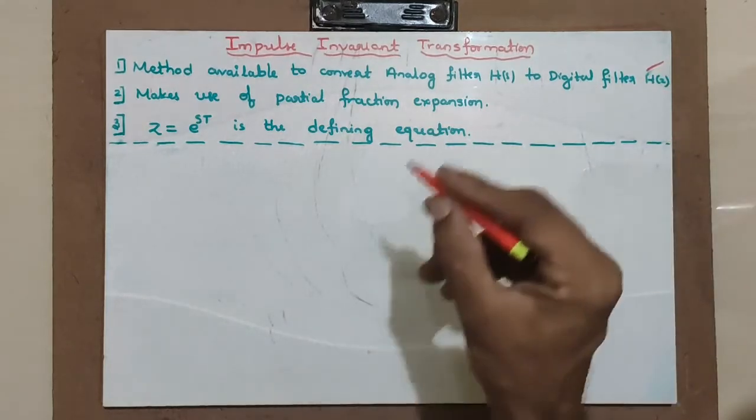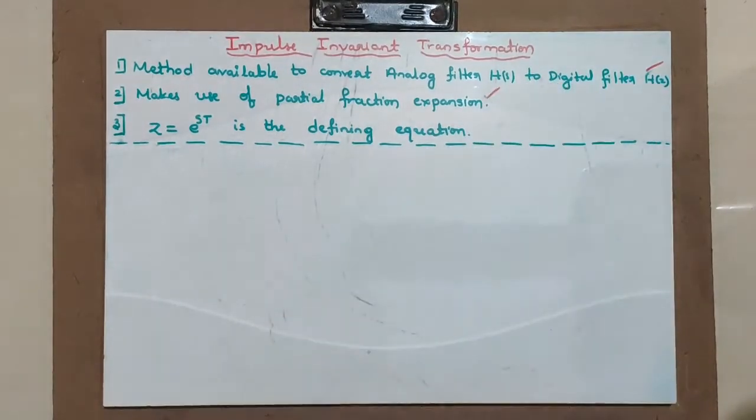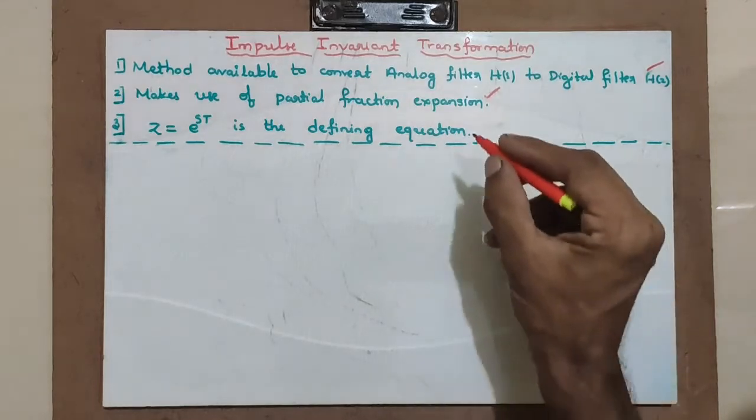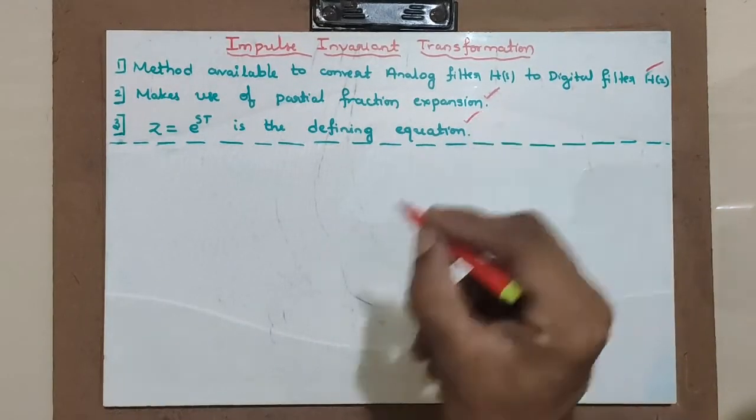It makes use of partial fraction expansion. You should understand that it should make use of partial fraction expansion. And Z is equal to e raised to sT is the defining equation in case of impulse invariant transformation.